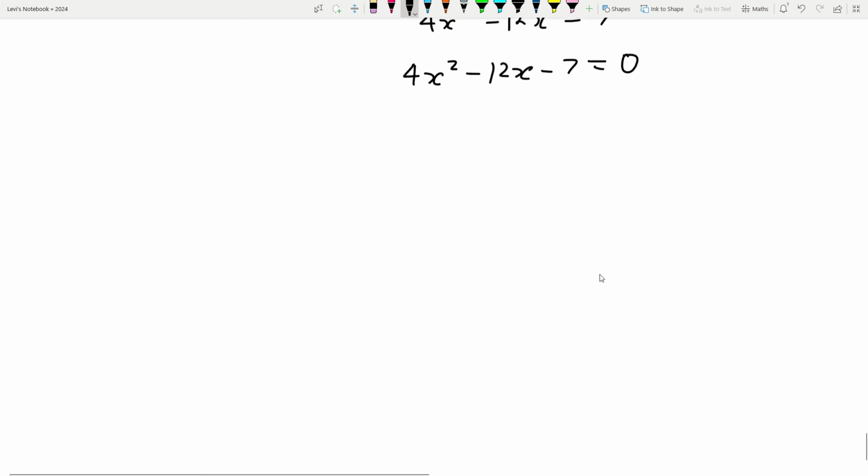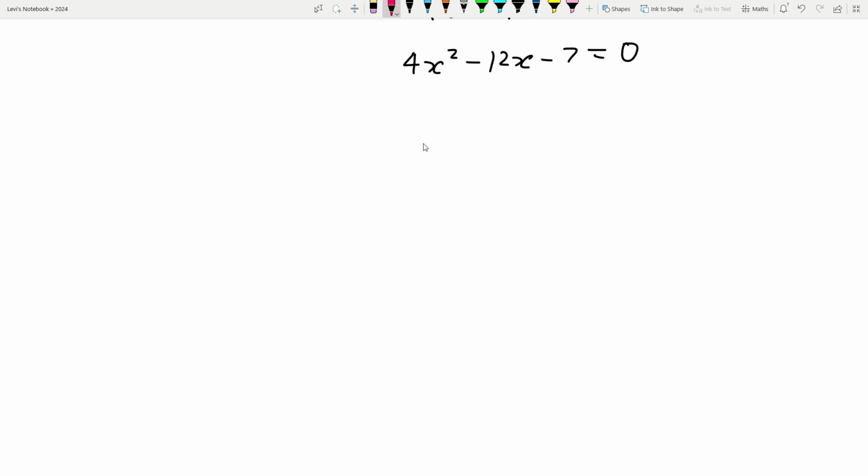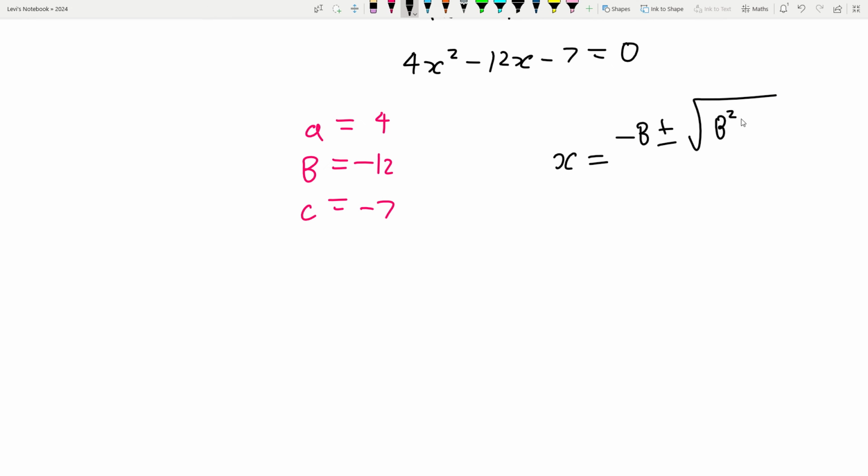Okay, so straight away we want to use the quadratic formula again, and this one we don't have any crazy variables that are the same as our coefficients. So your a, b, and c have to be identified. So your a has to be 4, your b has to be negative 12, and your c has to be negative 7. Okay, so quadratic formula: x equals negative b plus or minus the square root of b squared minus 4 times a times c all over 2a.